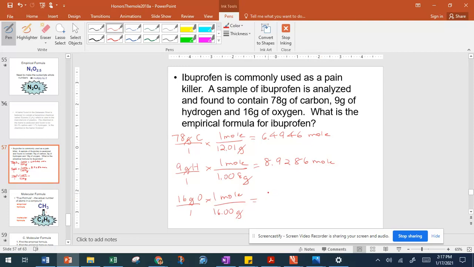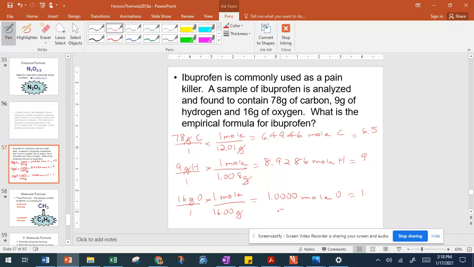And then we have 1 mole of oxygen. So we notice here that the smallest number is the number of moles of oxygen. So we're going to divide each of these other numbers by 1. So you notice here we have something very close to a half. So we're going to make that 6.5. Here this is very close to a whole number. So we're going to make that 9. And then obviously this is going to be 1.